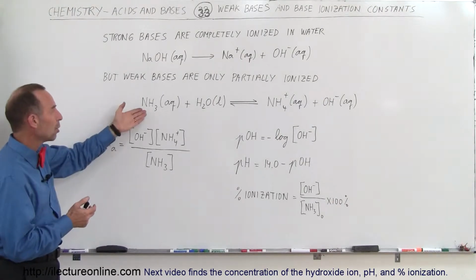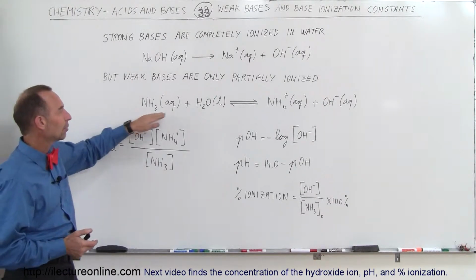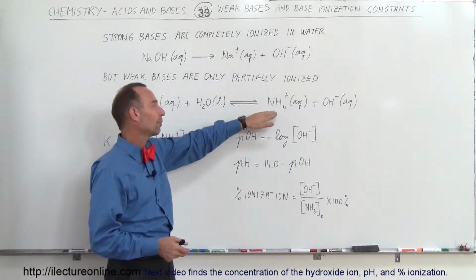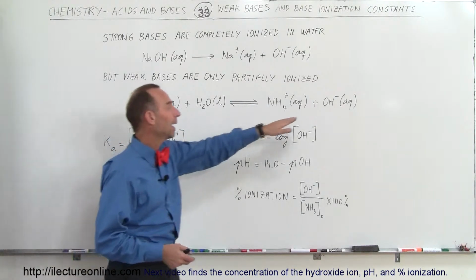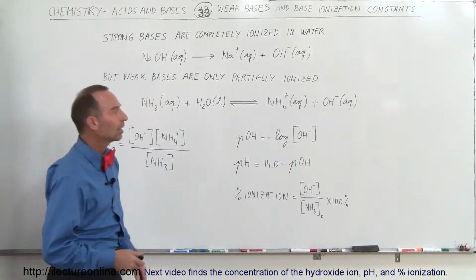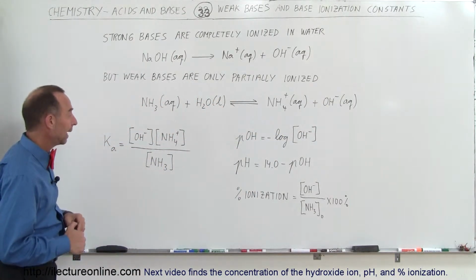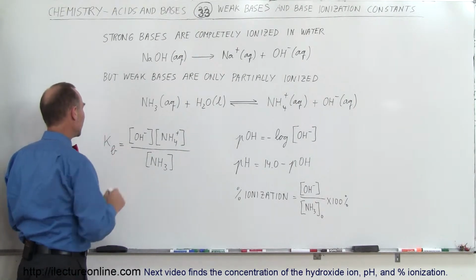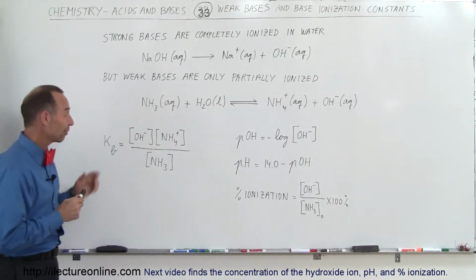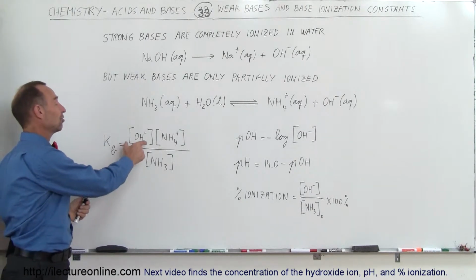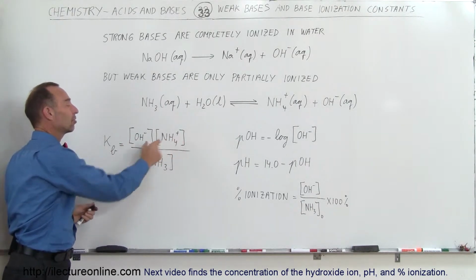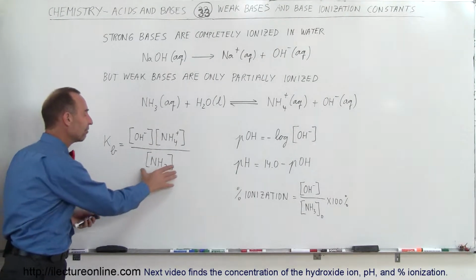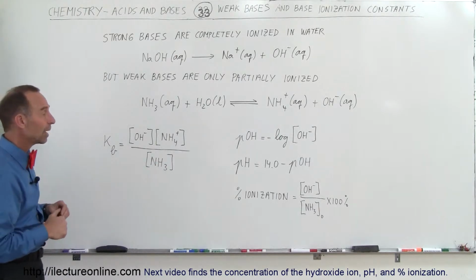For example, when we take ammonia, which is a weak base, and dissolve it in water, we have a partial ionization process where some of it turns into the ammonium ion and the associated hydroxide ion as well. And this is wrong here, this should be K sub b. The ionization constant for bases can then be defined by the concentration of the hydroxide ion times the concentration of the associated or conjugate acid divided by the final concentration of the base.